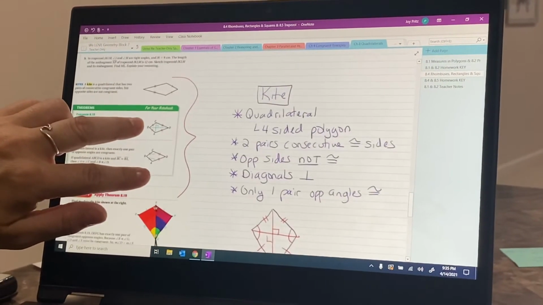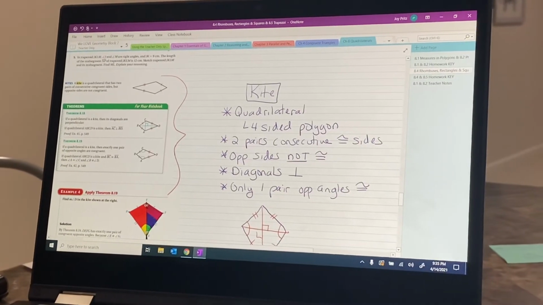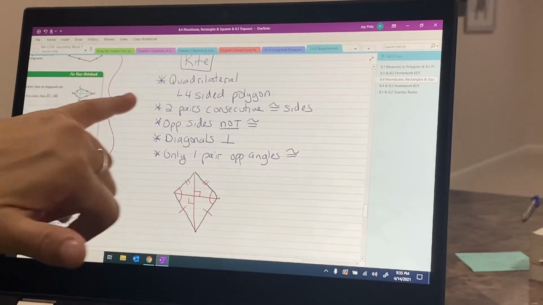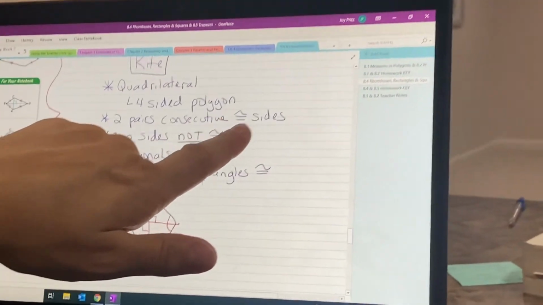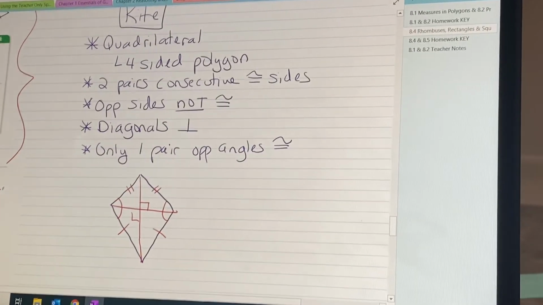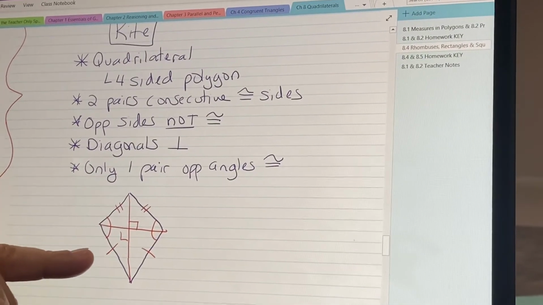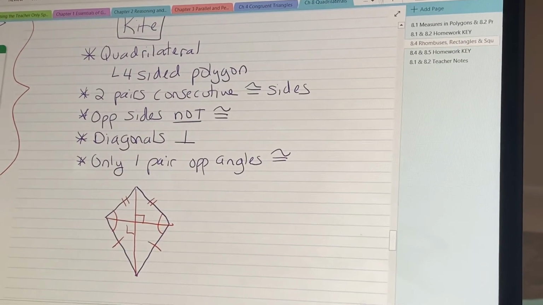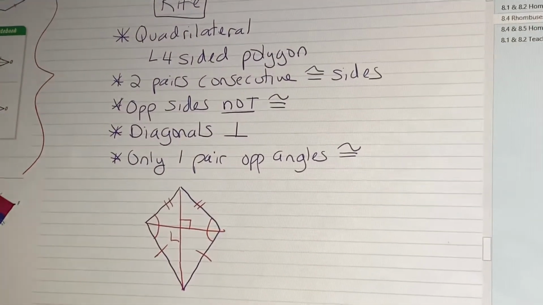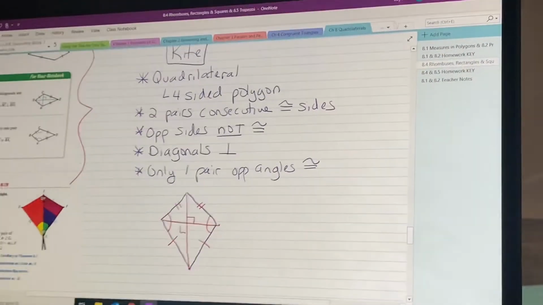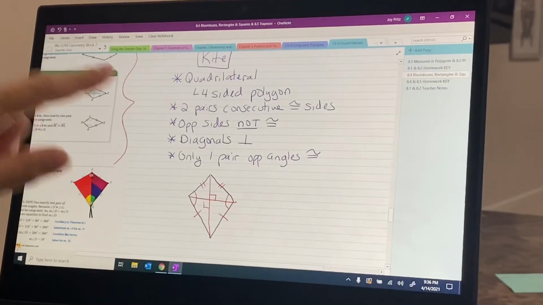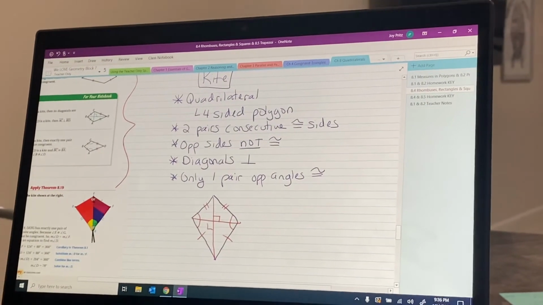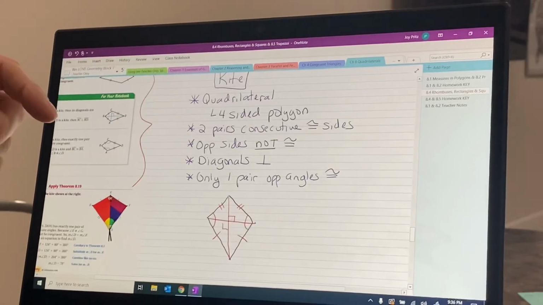Kites. These are four-sided figures. They are quadrilaterals. This is what a kite has going on for it. Two pairs of consecutive congruent sides. Consecutive means next to each other. So if you look down here at the bottom, these two are consecutive, they're congruent. These two are consecutive and congruent. Opposite sides are not congruent. That's important. These two sides are not congruent. That's important. It specifically says that.